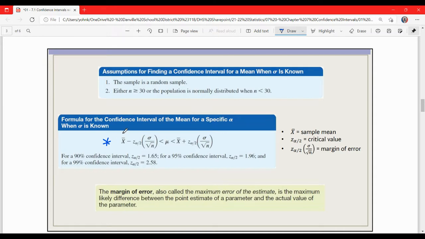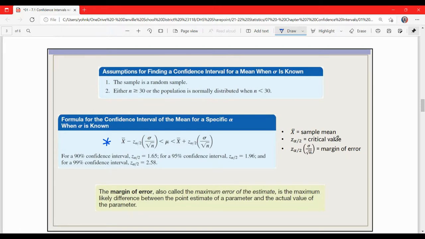You take the mean x bar, you subtract the critical value z alpha over 2 multiplied by the population standard deviation divided by the square root of the sample size. Then to get the other half of the interval, you add instead of subtracting. So this x bar is called your sample mean. The z alpha over 2 is your critical value. It comes from the z table or inverse norm. And your z alpha over 2 times the standard deviation over the square root of n is called your margin of error. That's how much you're going to give yourself on either side of the mean when you're writing that confidence interval.